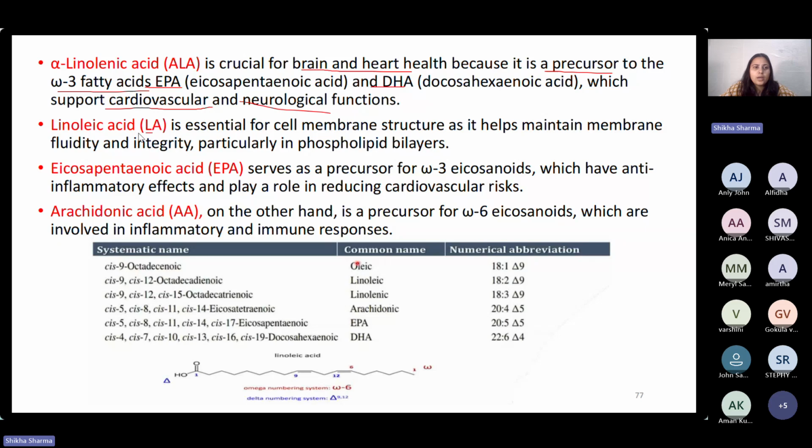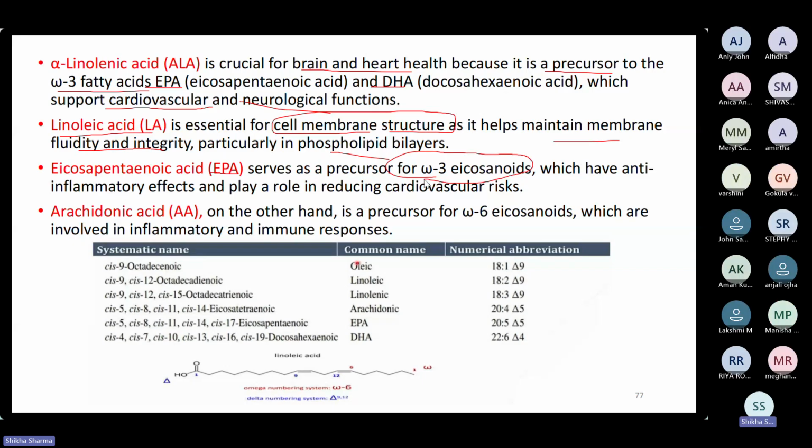And next is the linoleic acid. It is essential for cell membrane structure as it helps maintain membrane fluidity and integrity, particularly in phospholipid bilayers. And this EPA is the precursor of omega-3 eicosanoids, which have anti-inflammatory effects and play roles in reducing cardiovascular risks.